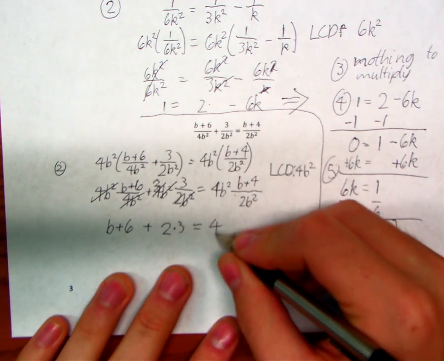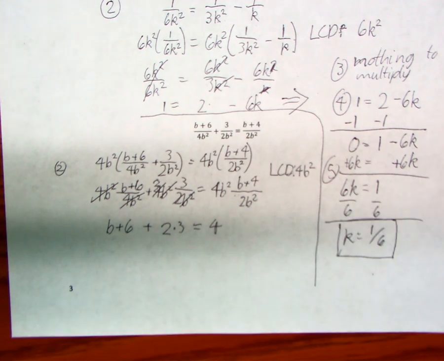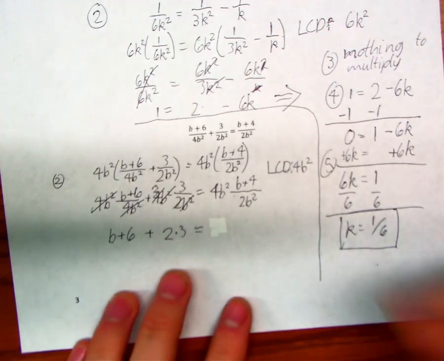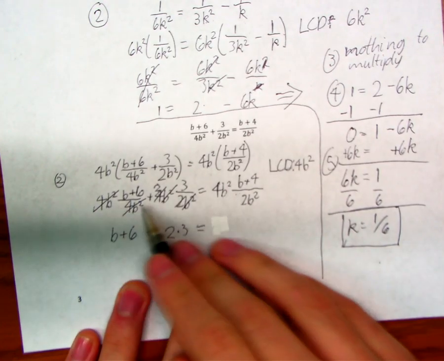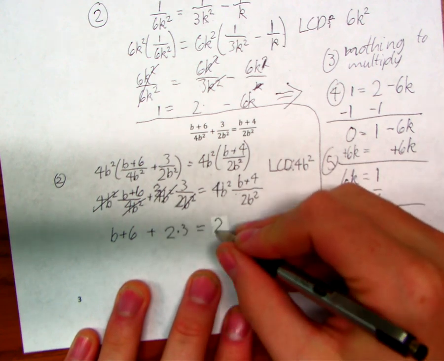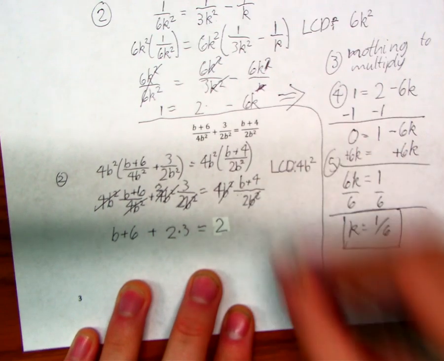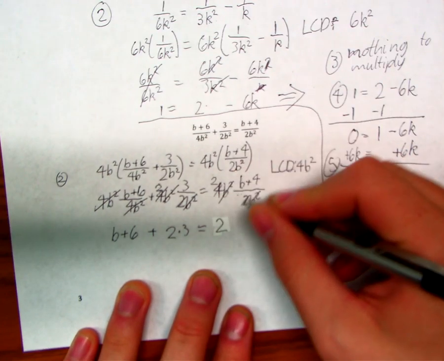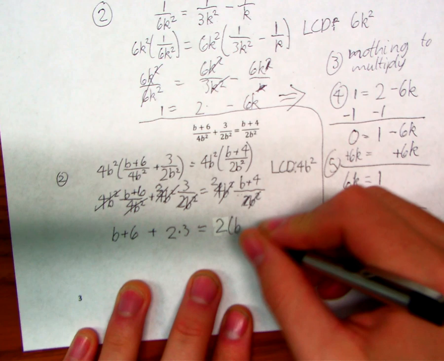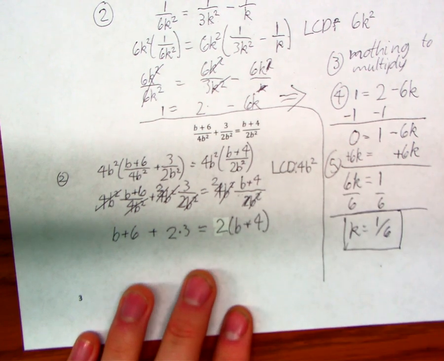Sorry, I should not have written that. Erase that. What I meant to say was, just like over here, the 2 divides the 4, and you get just 2 left. The b squareds cancel. So the 4 divides by 2, and it's just a 2 left. The b squareds cancel, and I still got b plus 4 on top.